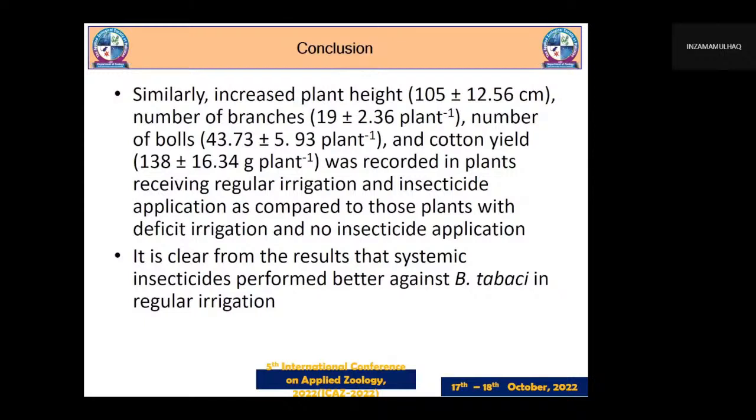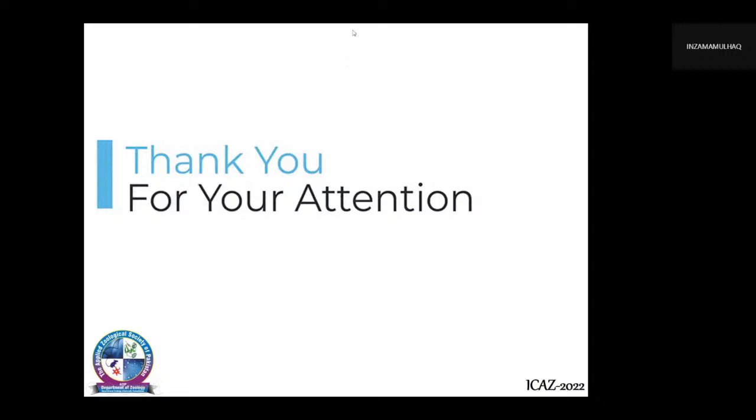Similarly, increased plant height, which was 105 cm, increased number of branches, 19 per plant, increased number of bolls per plant, and increased cotton yield were recorded in plants receiving regular irrigation and insecticide applications as compared to those plants with deficit irrigation and no insecticide application. So it is clear from the results that systemic insecticides performed better against Bemisia tabaci in regular irrigation. Thank you for your attention.